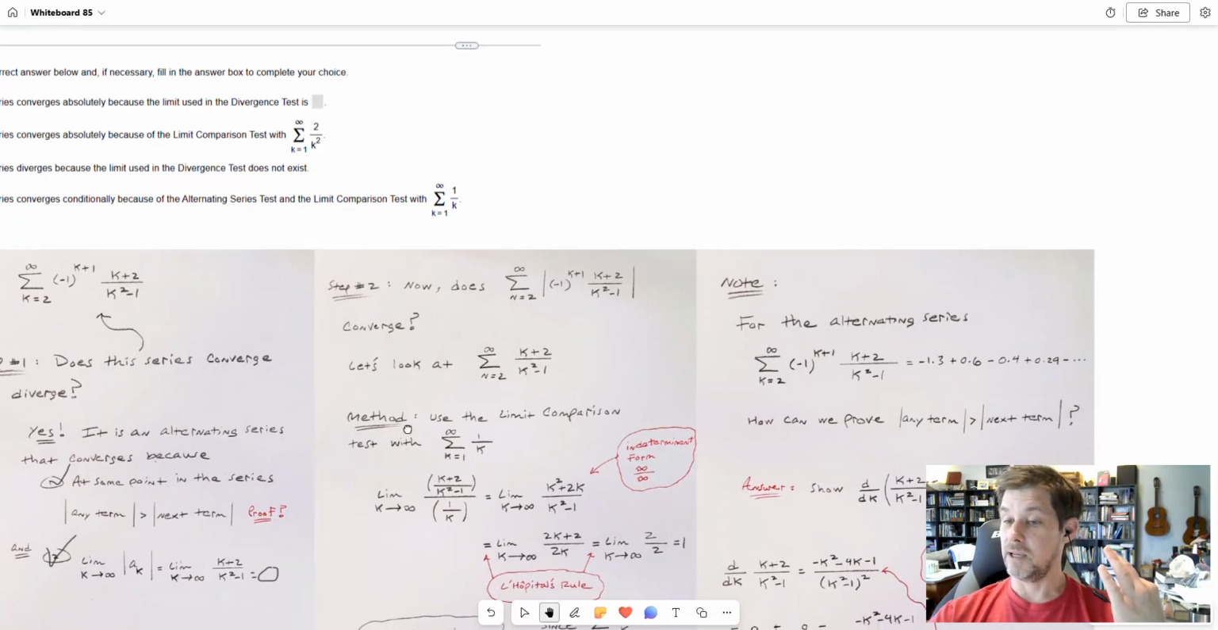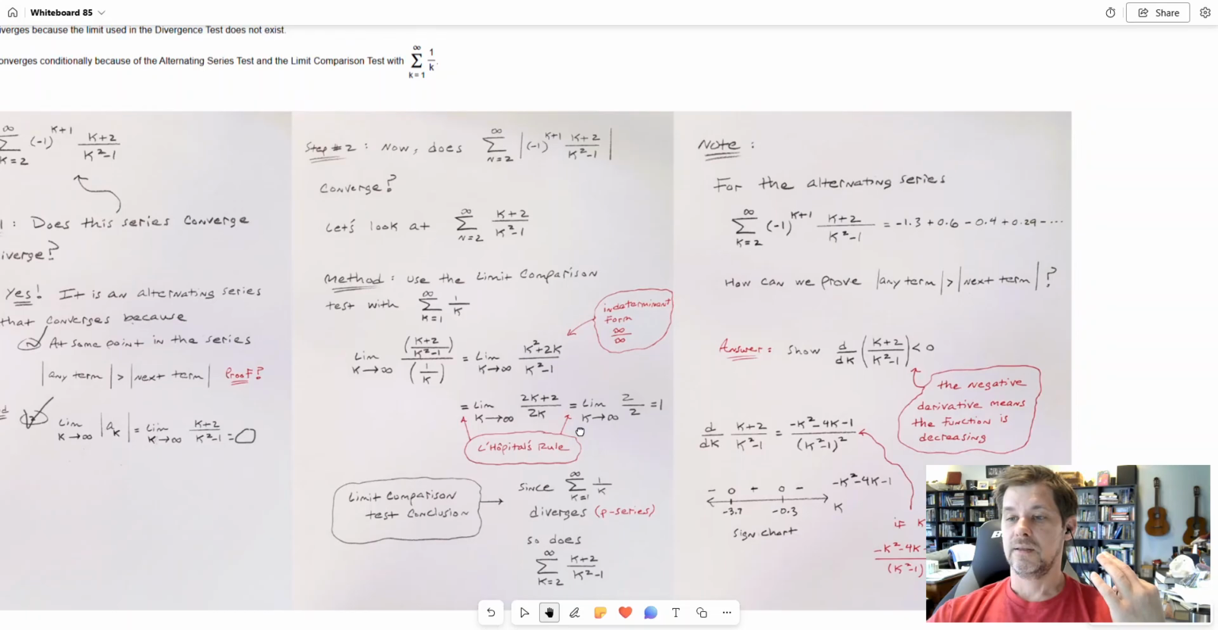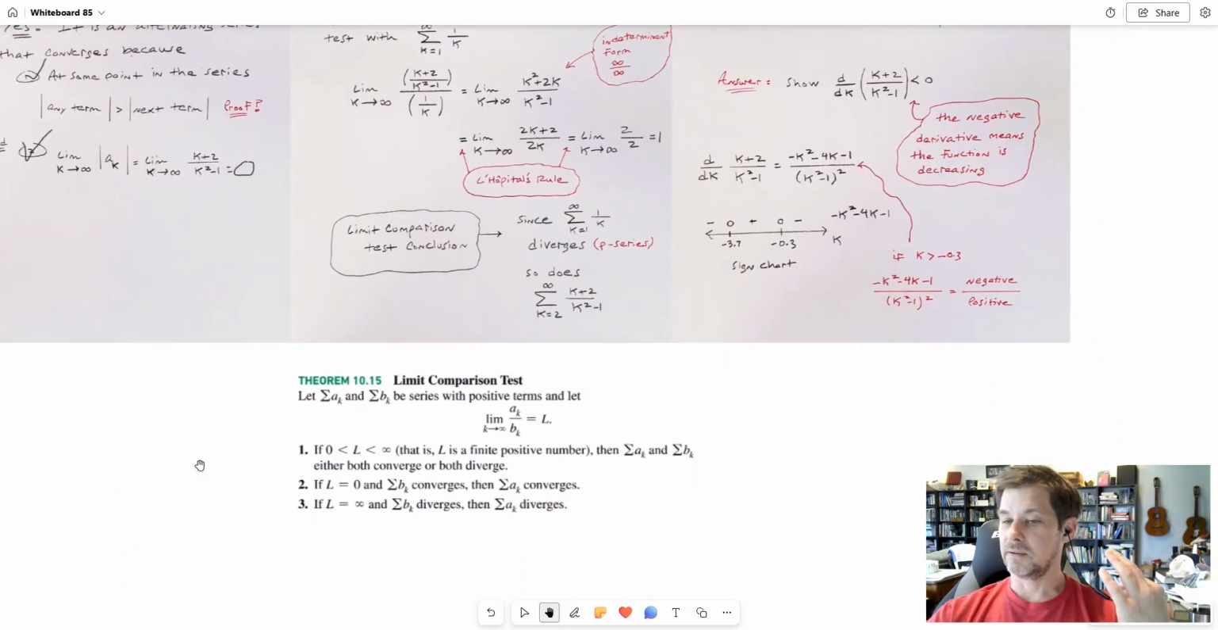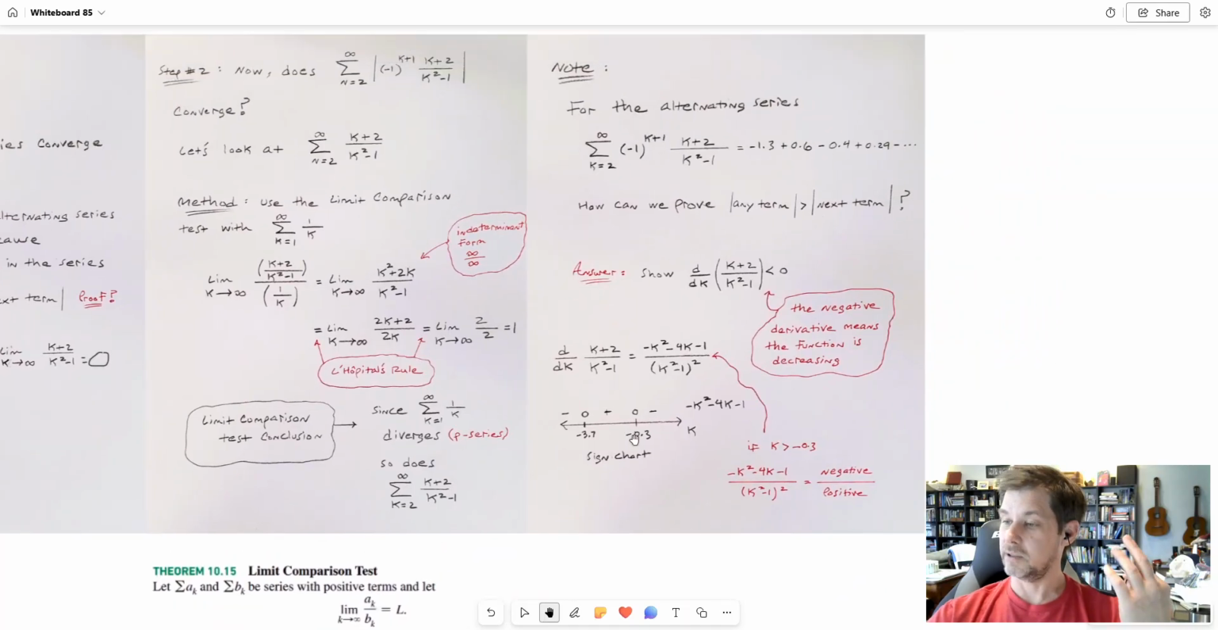But it might be that you're unsure about how some of the limits are done, or about some of the theorems and concepts that have come up before it, such as the limit comparison test, or it might even be just algebra. Okay? If that's the case, let me know.